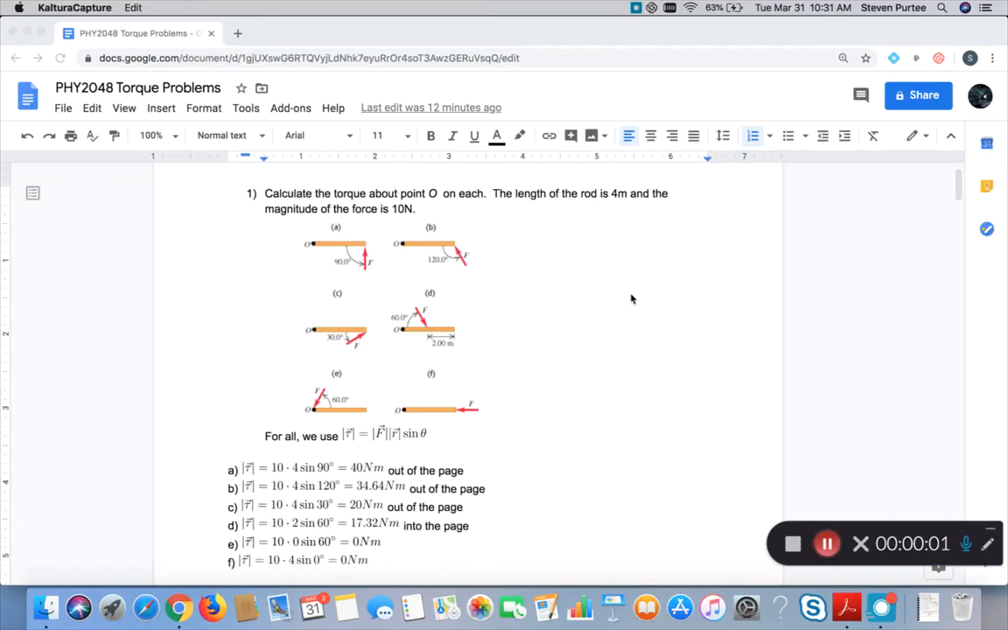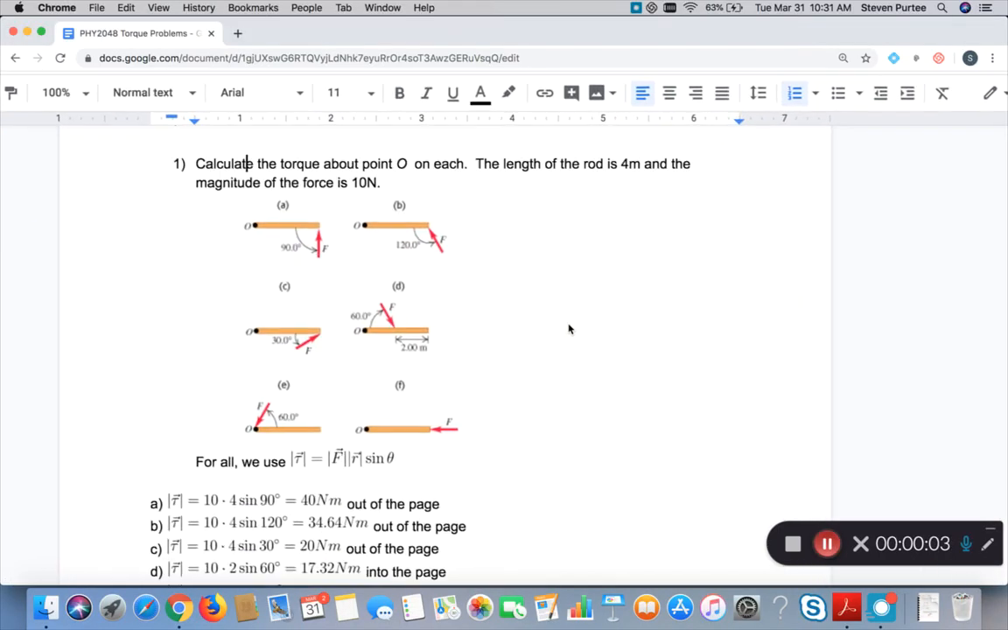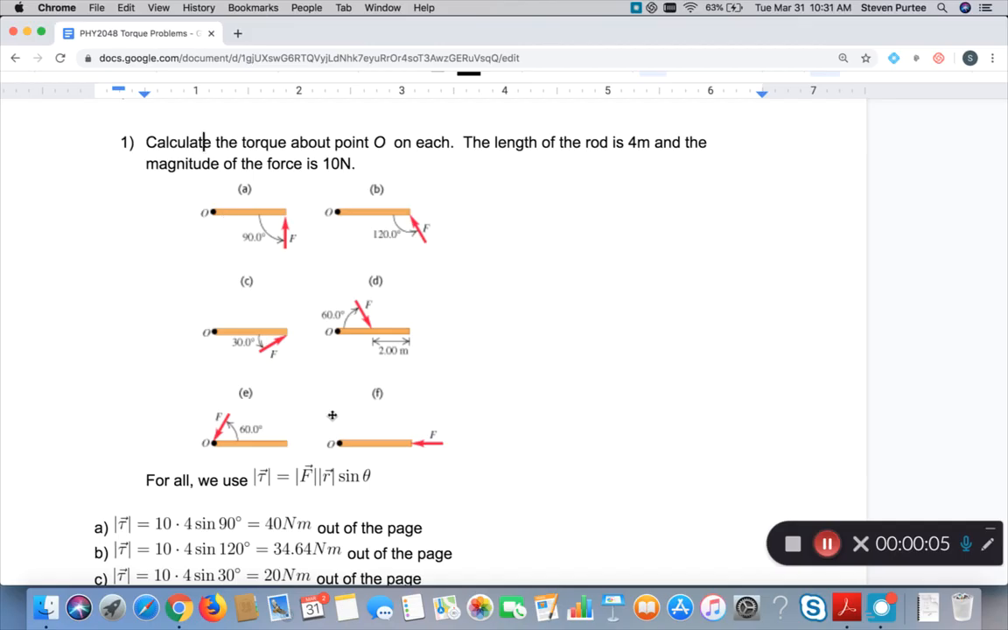Okay, let's do some torque problems. Go ahead and pause the video. Try all 6 of these on your own. Remember, torque is force times distance of the force from the axis of rotation times the sine of the angle between those two vectors. So pause and try.